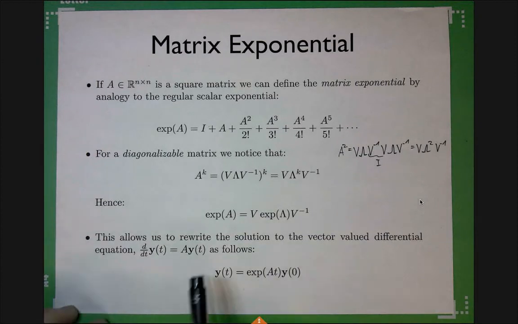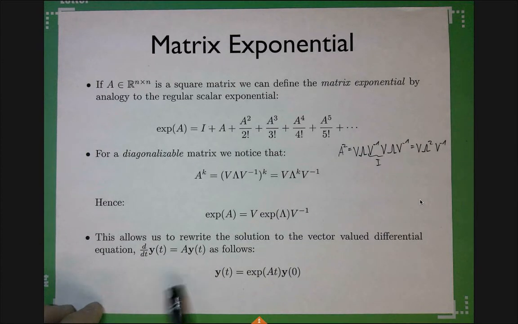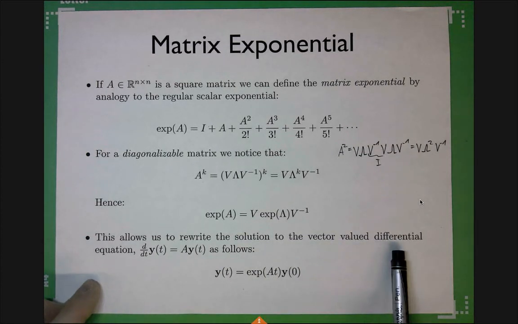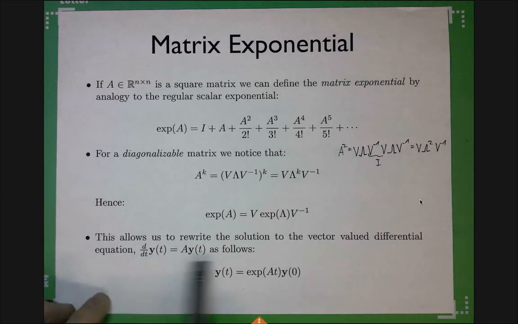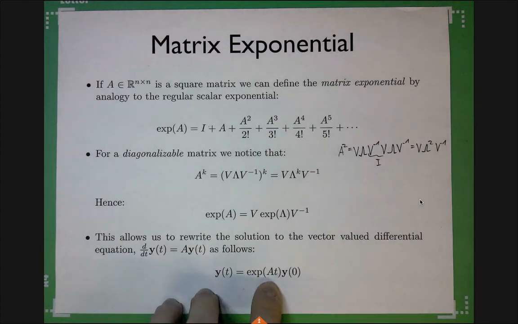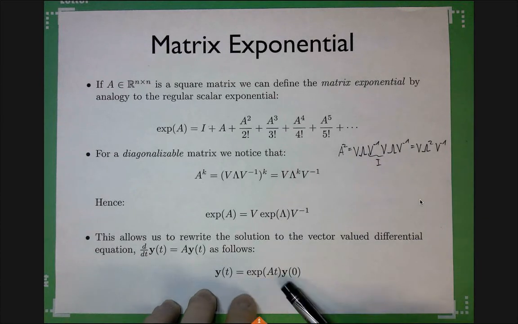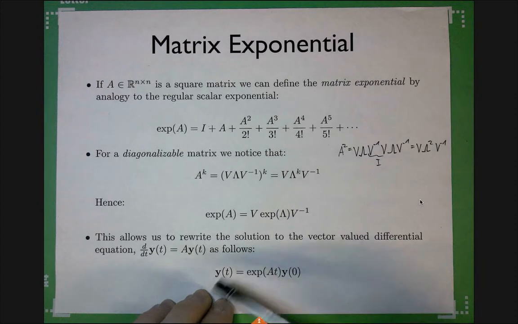So this is how we can write a general solution to a vector-valued differential equation. The equation doesn't have to be 2 by 2. It doesn't even have to be real. The general solution looks like this. You take the exponential of A t, where A is now a matrix. You take a vector of initial conditions, whatever the dimension of the problem was, and that's the solution.